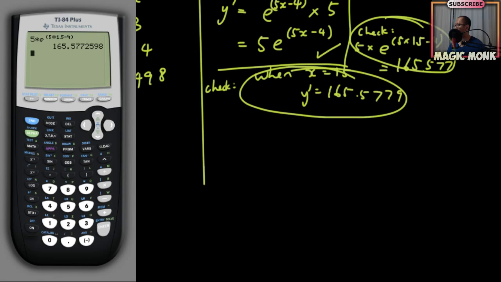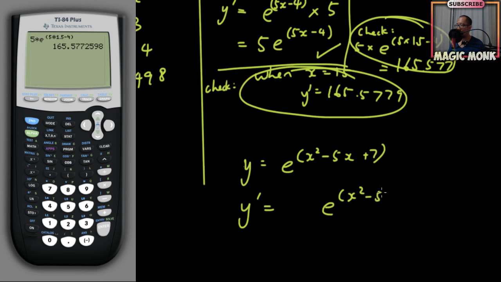Okay, so now let's do a slightly harder one. So if I put in, let's say y equals e to the power of x squared minus 5x plus 7. Okay, you copy it down again, so you differentiate the outside, which gives you the same thing, and then you differentiate the inside of the bracket, which gives you 2x minus 5. So that's the answer for differentiating.